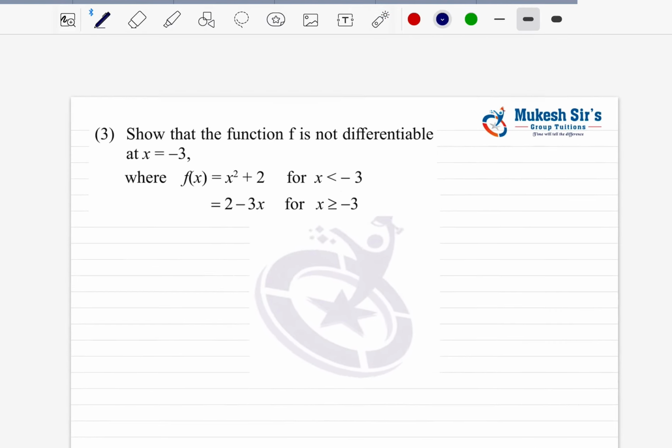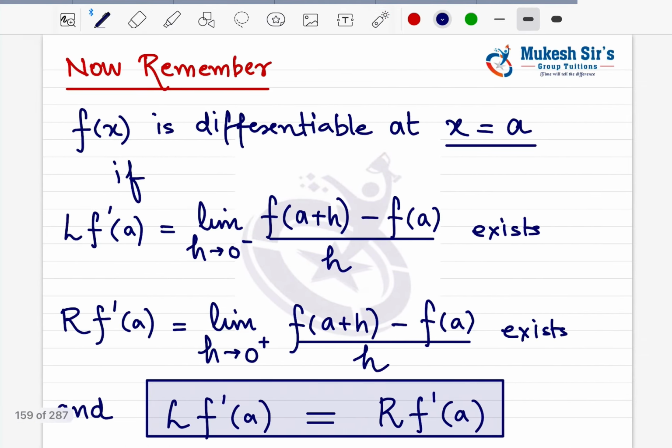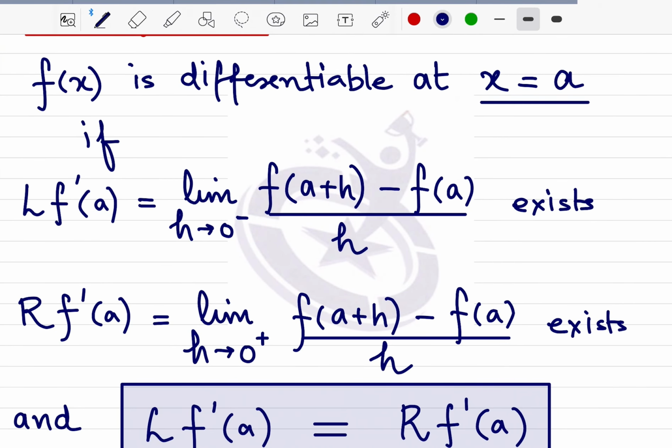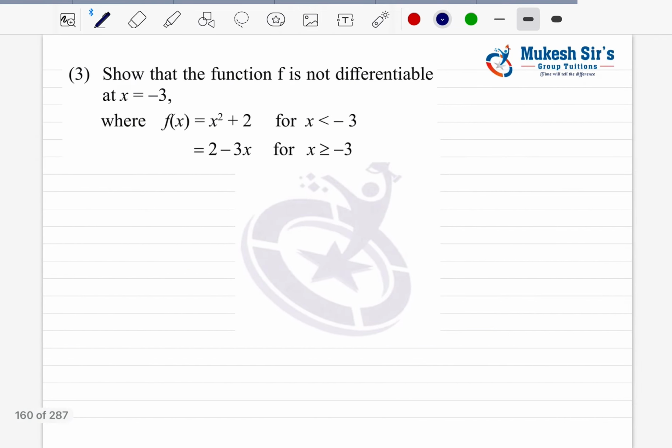Okay. So how do you check the differentiability? You have to use the same formula. Find the left hand derivative, then find the right hand derivative, and then check whether they are equal or not. Fine. So you have to find the derivative here. So let's start this question and check whether it's differentiable or not differentiable.